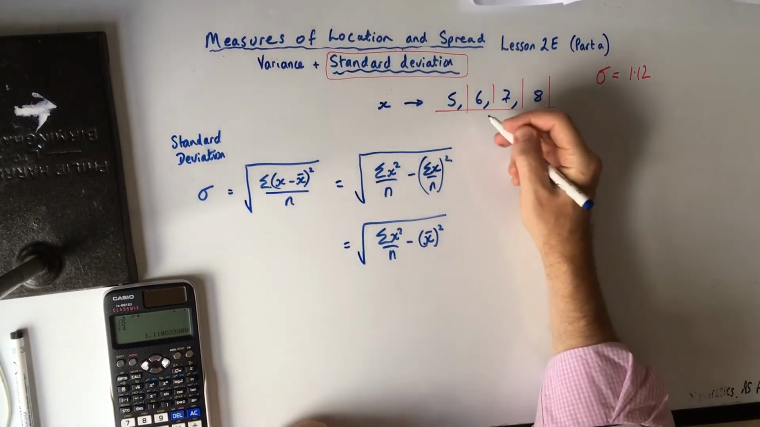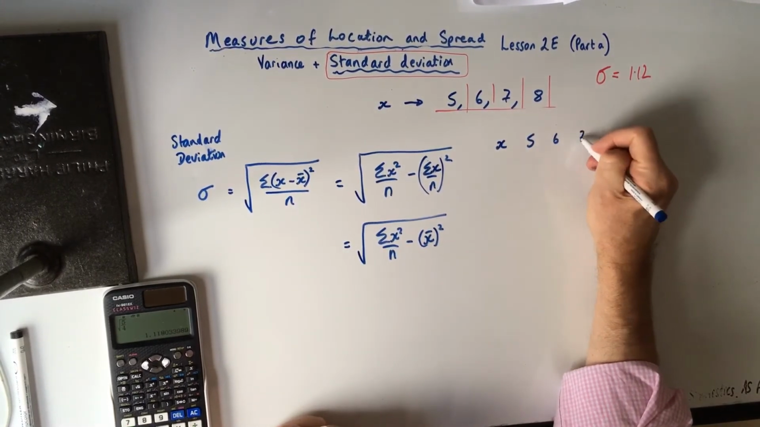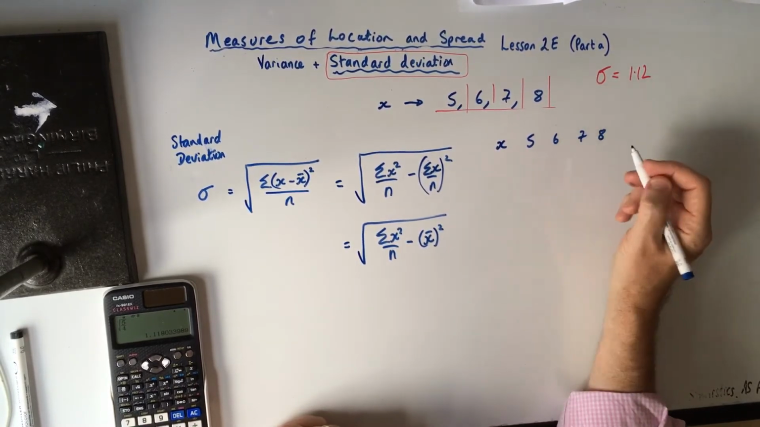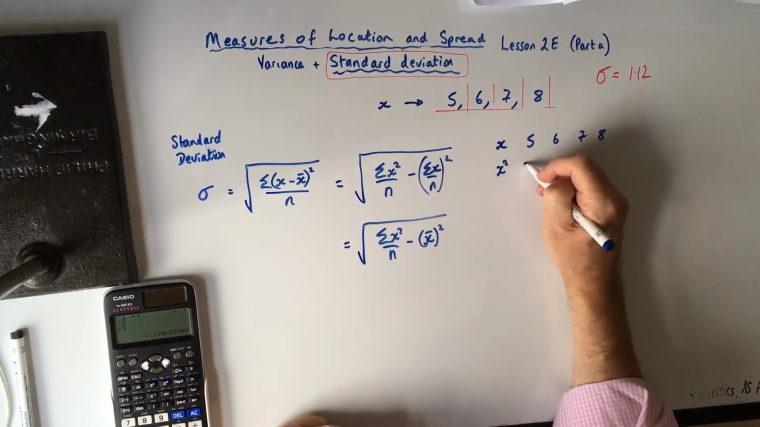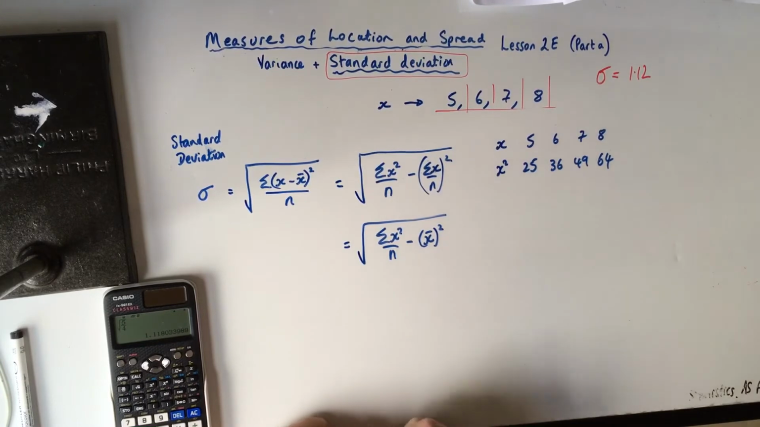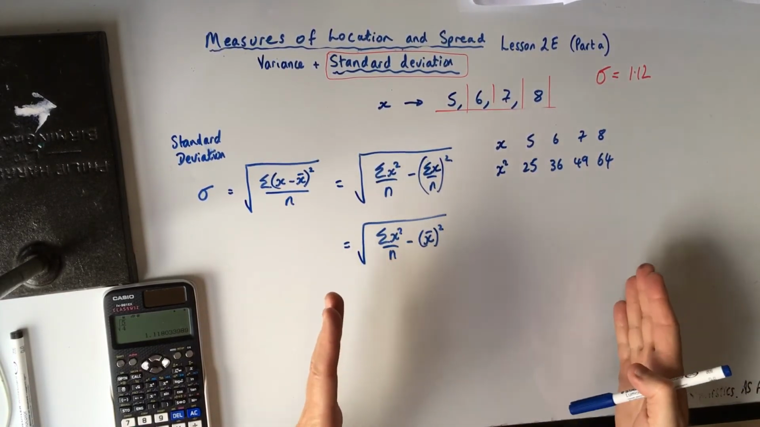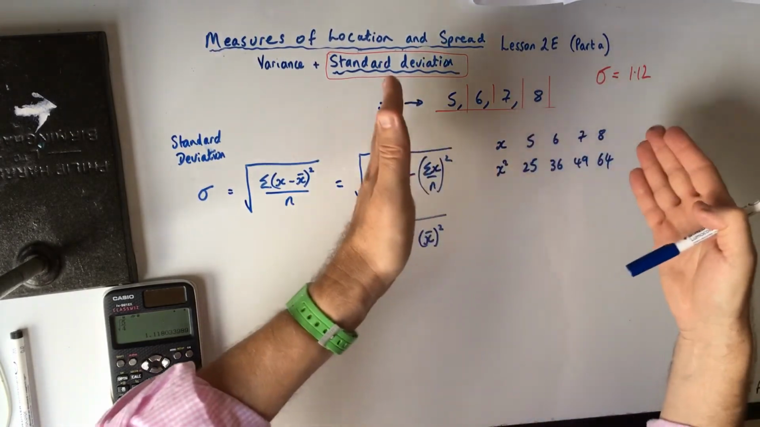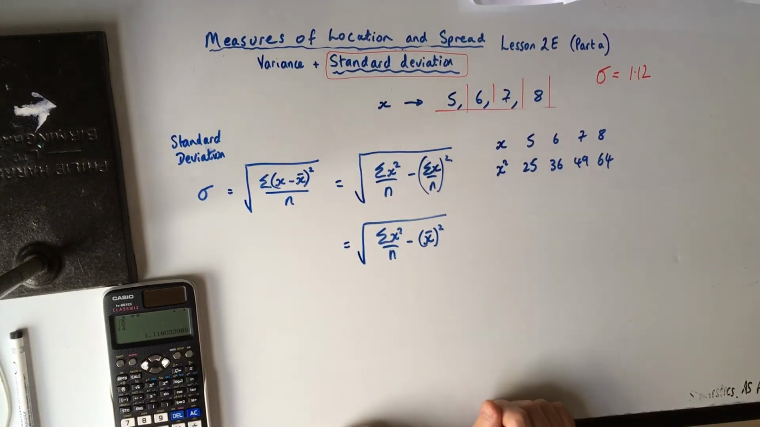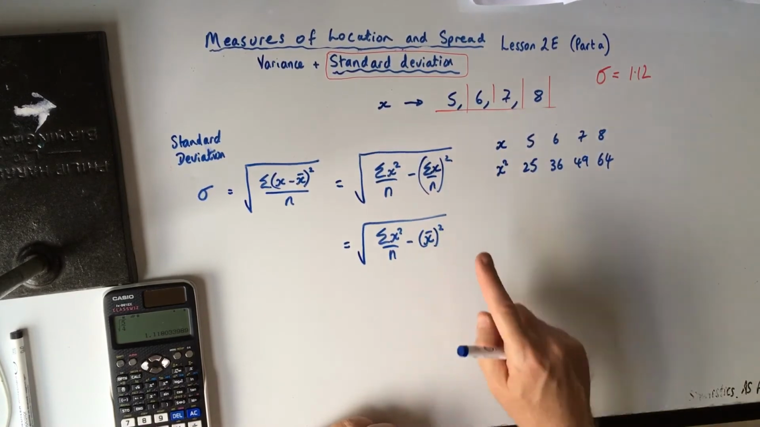So let me just show you that that works. X is 5, 6, 7, 8. x squared is 25, 36, 49 and 64. And it saves you doing all of those individual takeaways. It was easy for mine because there's a symmetry about this, but if you had lots of numbers, working out the mean and doing all of those takeaways would be a pain. So when you've got awkward numbers, this is much easier.